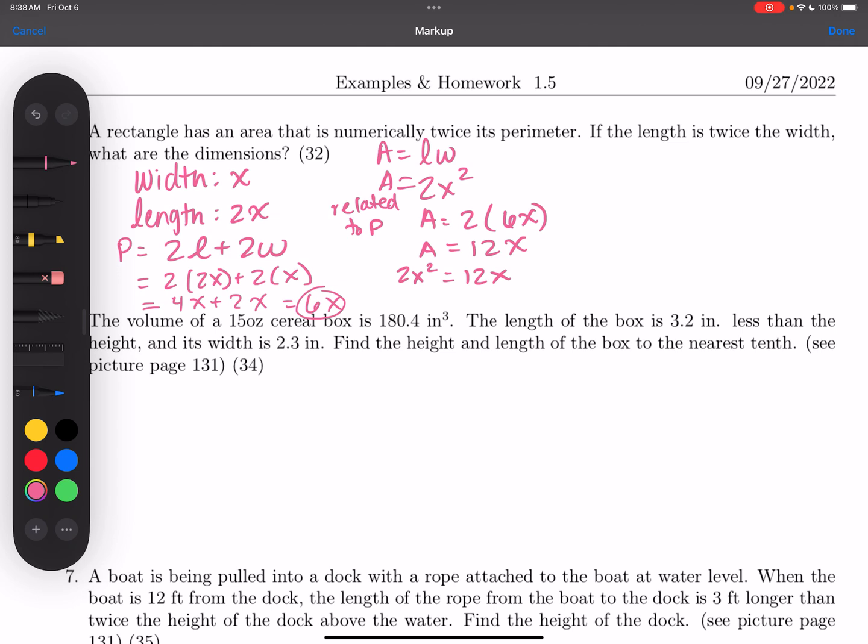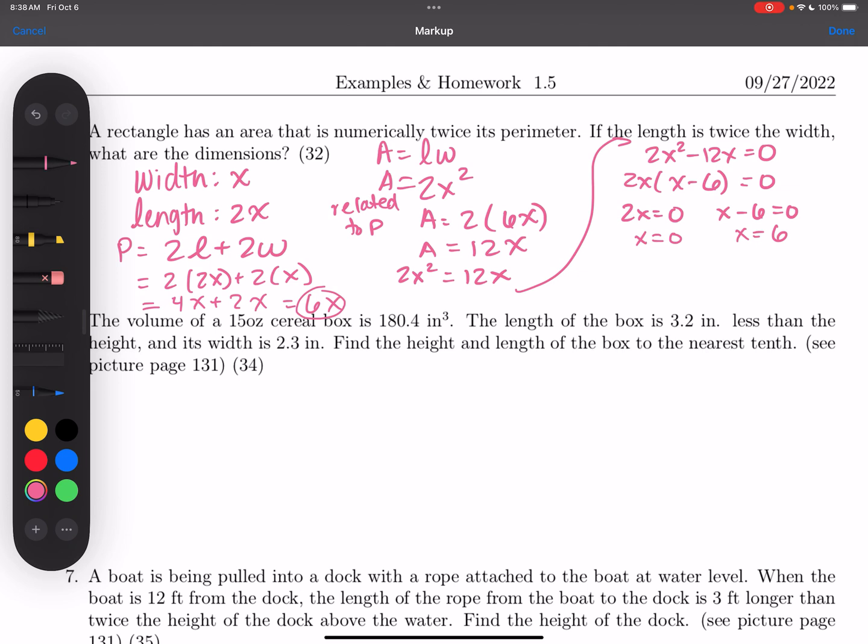I'm going to move my 12x over. I'm going to move this up here, though, to do it. So I'm going to have 2x squared minus 12x equals 0. Now I'm going to factor so I can solve it. So I'm going to take out a 2x, which leaves me with x minus 6 is equal to 0. And then we're going to set each piece equal to 0 and solve. So 2x equals 0, x minus 6 equals 0. So x equals 0 or x equals 6.